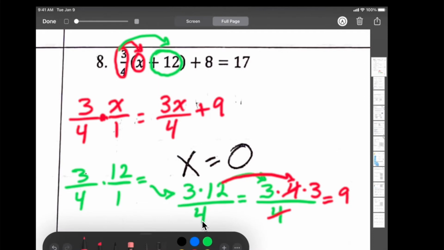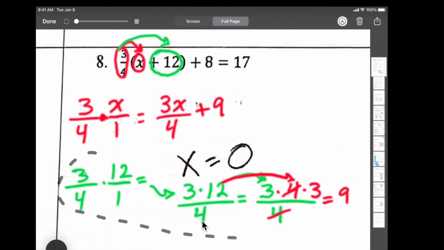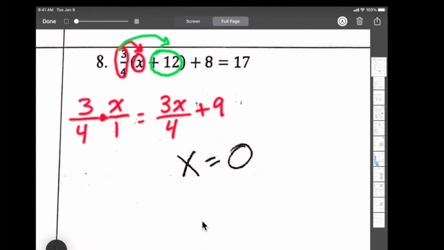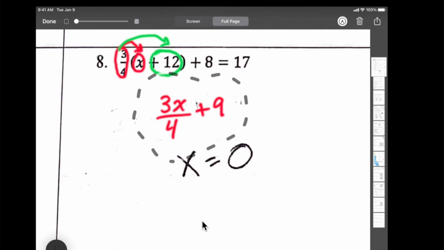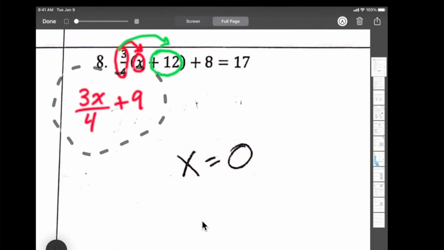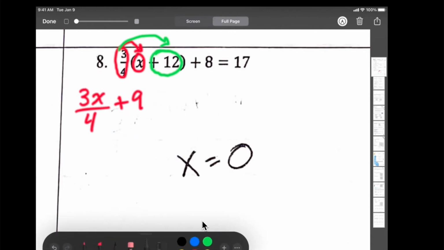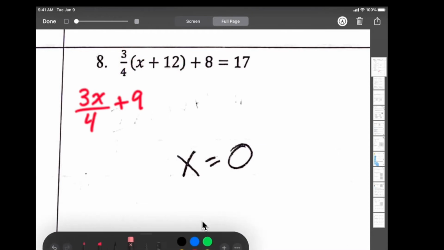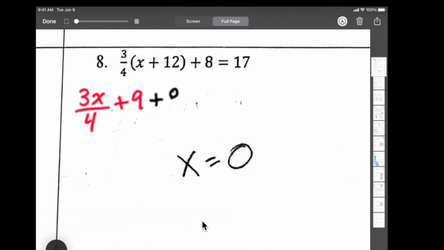And let me clean things up a little bit. Appreciate your patience. Okay, so we are done distributing. We're done with those arrows. We're going to simply rewrite this plus 8 over here. And we're going to rewrite the 17.